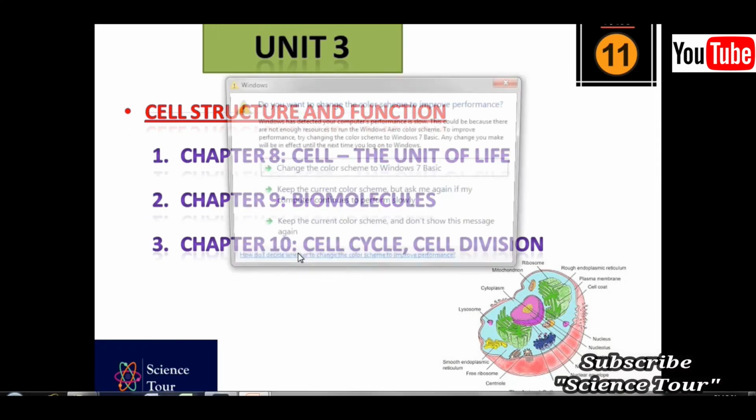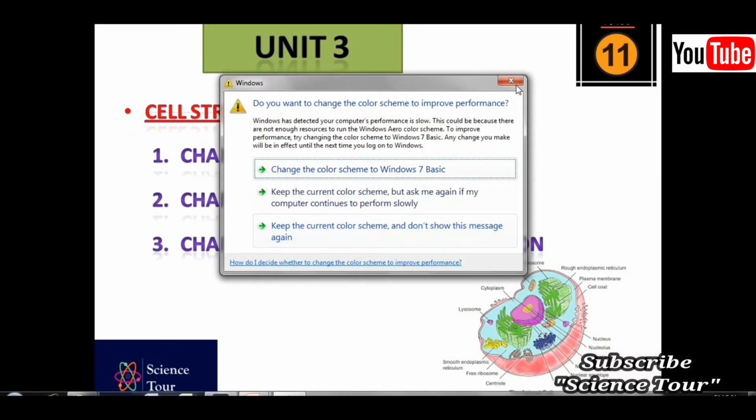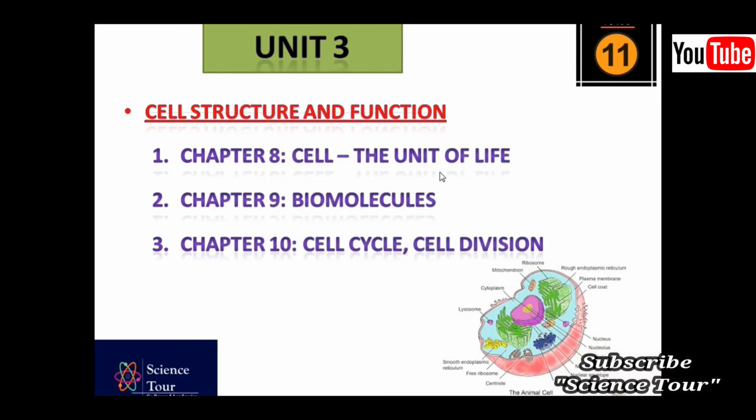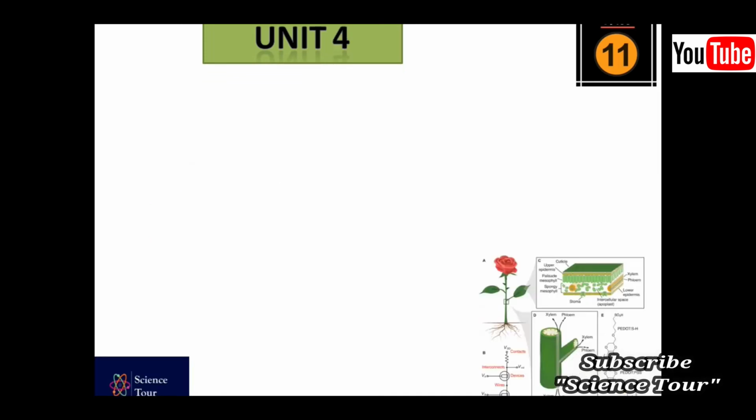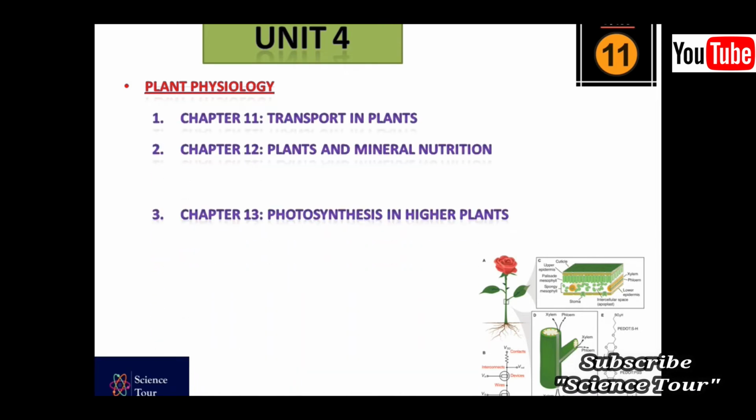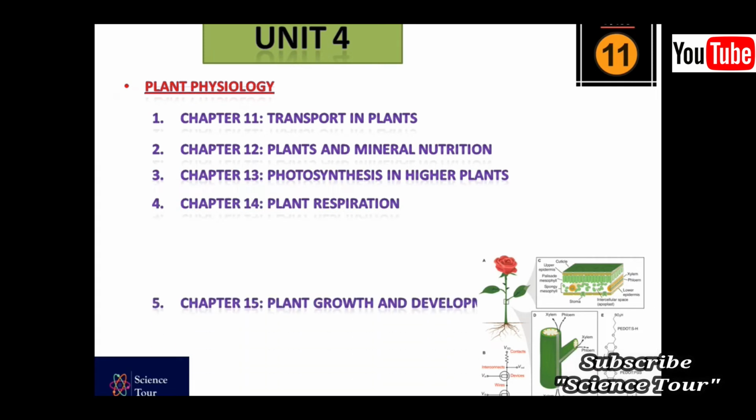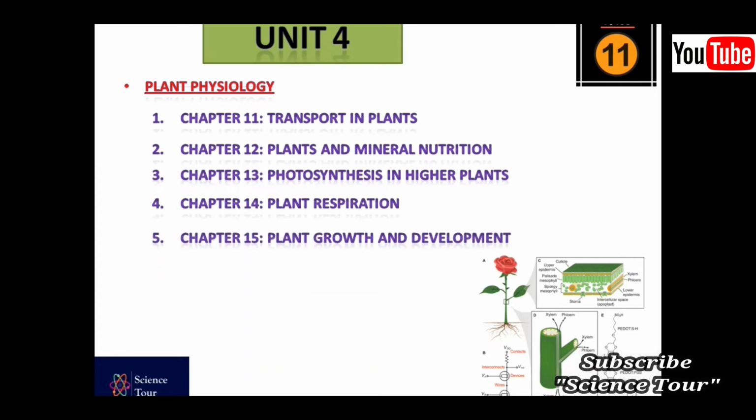Next, chapter number 10, cell cycle and cell division. Here you will study the concept of mitosis and meiosis and what are the significance, difference between mitosis and meiosis. Coming to unit 4, it's about plant physiology, means studying of different functional aspects of plants.